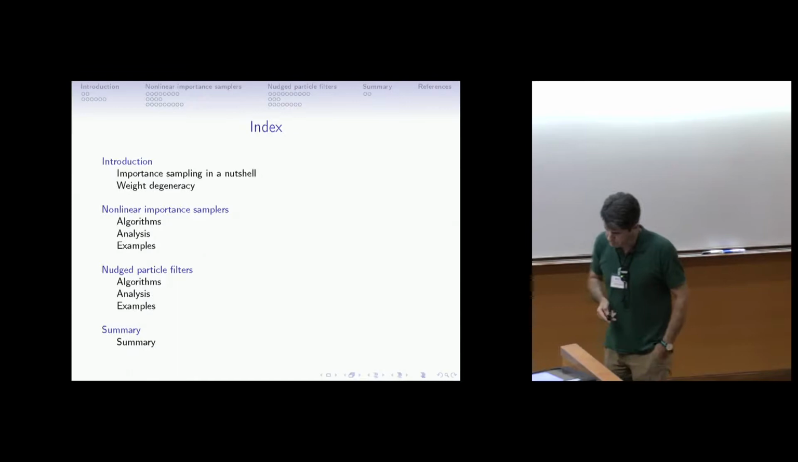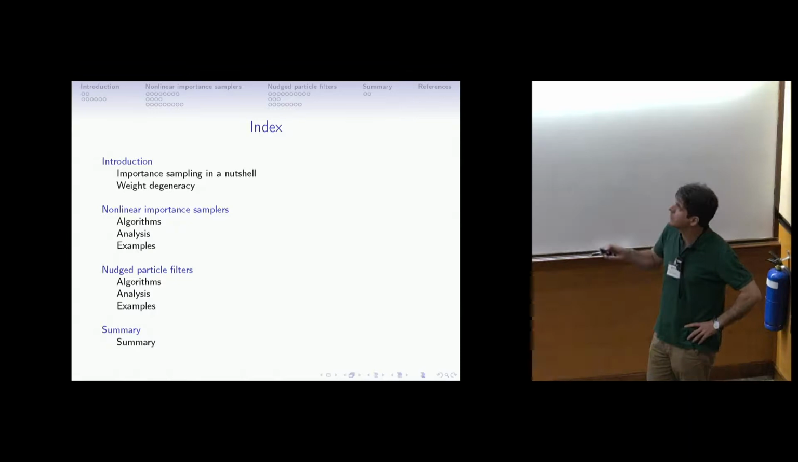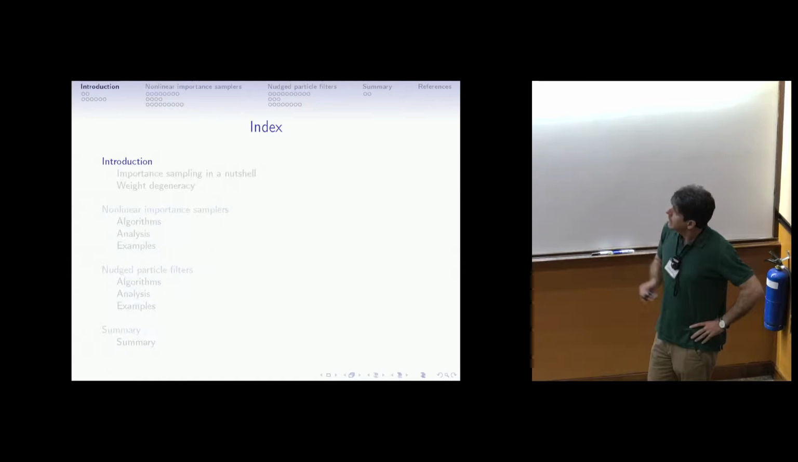Essentially, the talk has two parts. I will start with some brief introduction, but then we'll be talking about 20 minutes about nonlinear important samplers, another 20 minutes about something that we call nudge particle filters, not to be mistaken with most nudging schemes out there.